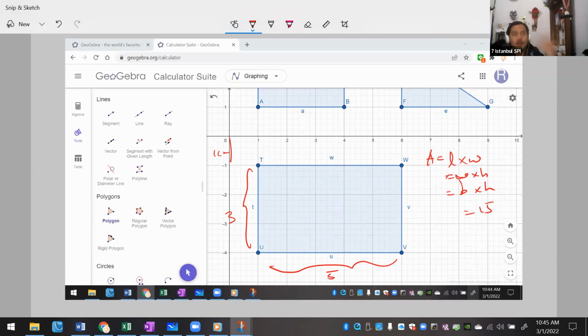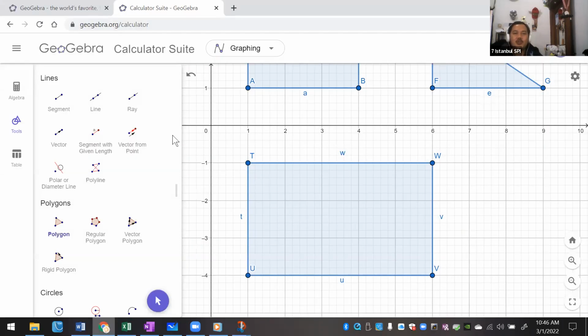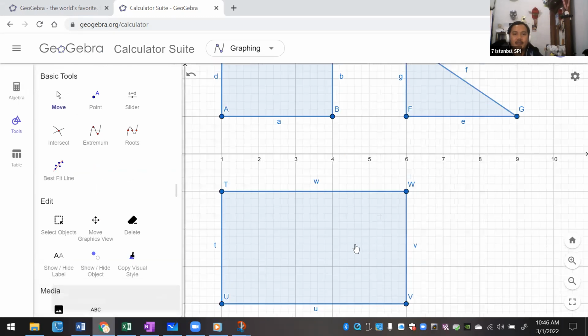Or if you want to check whether it's correct or not, you could count: 1, 2, 3, 4, 5, 6, 7, 8, 9, 10, 11, 12, 13, 14, 15. And there you have 15 squares in centimeters. Ya, gitu ya. Okay, let's go to the next shape. Here we go. I'm going to show you another shape. Okay, this shape is this.